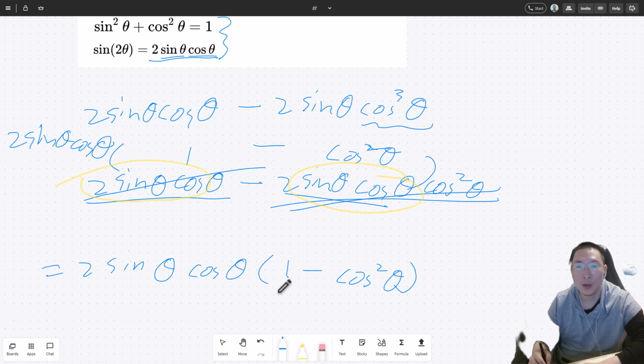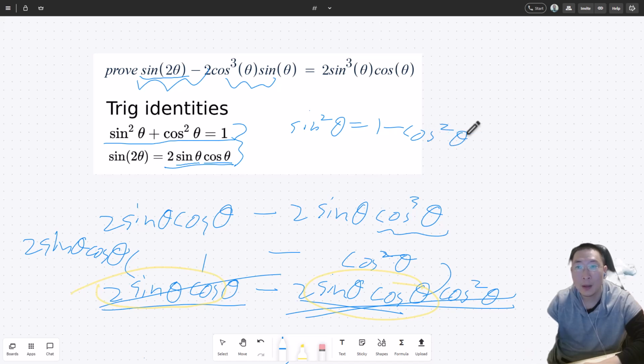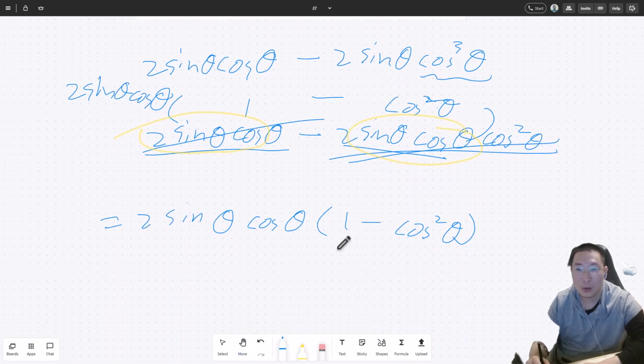Then the next step is we have to use the Pythagorean identity to change this into sine squared theta. So if we go back to the identities here, we have sine squared theta plus cosine squared theta equals 1, which is also equal to sine squared theta is equal to 1 minus cosine squared theta, right? Not that hard. So we have 1 minus cosine squared theta is equal to sine squared theta. So 1 minus cosine squared theta becomes sine squared theta.